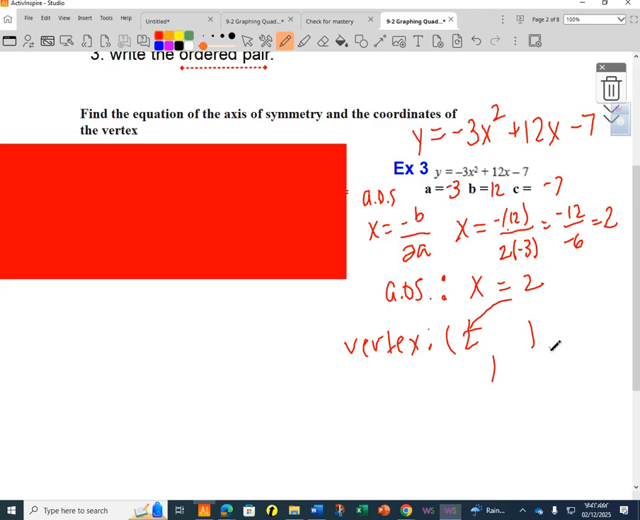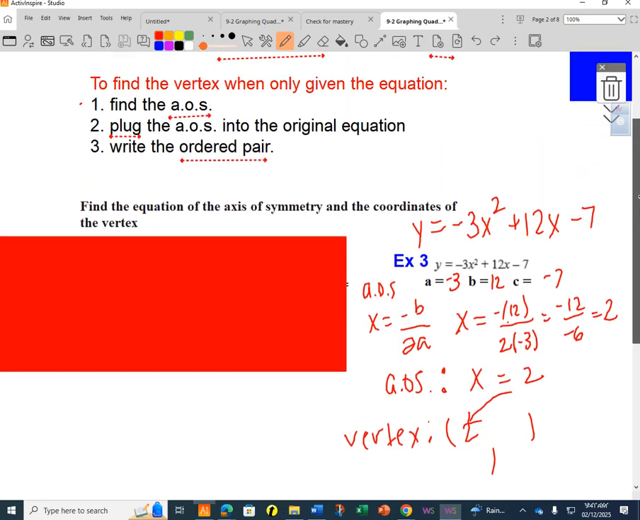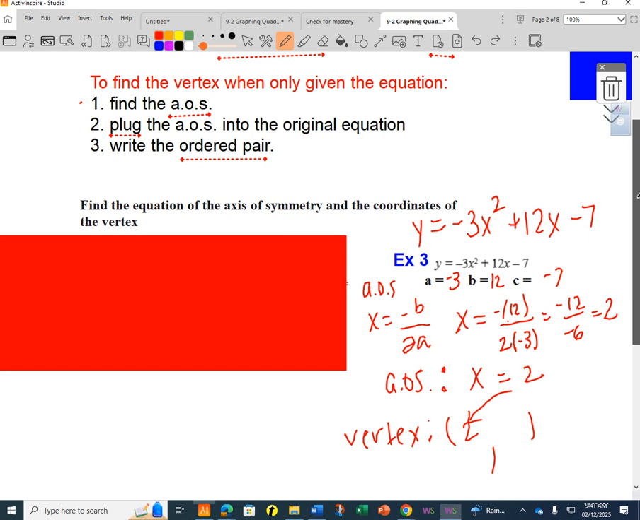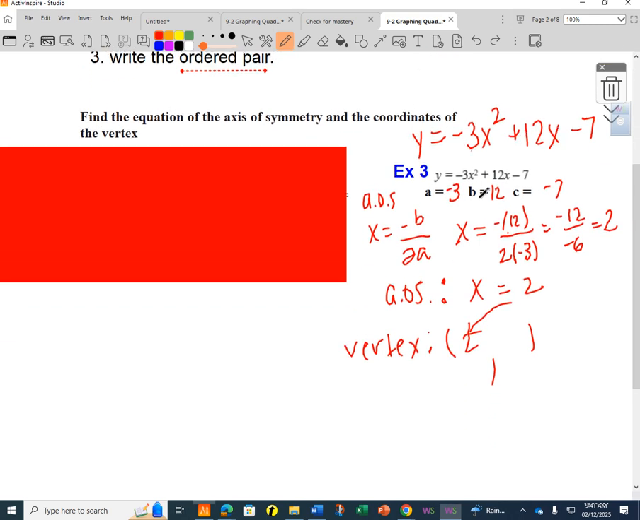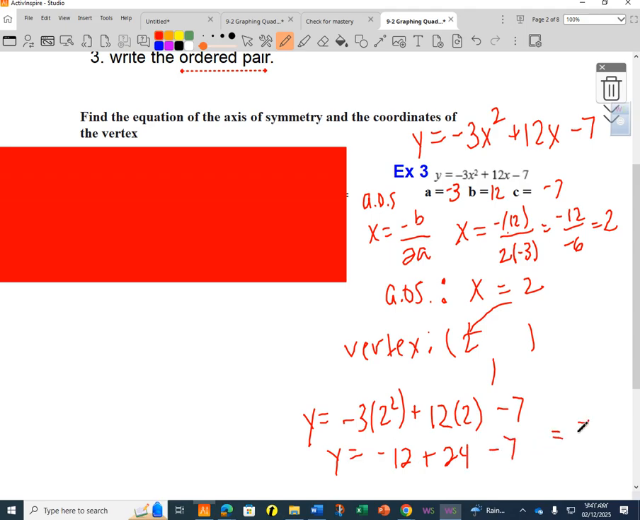So how do we find the y? Well, it says plug the axis of symmetry into the original equation. So here, y equals, instead of x, we're going to write 2. So negative 3 times 2 squared plus 12 times 2, and then minus 7. So y equals negative 12 plus 24 minus 7. If you go straight across in your calculator, you're going to get a positive 5. So our y equals 5.